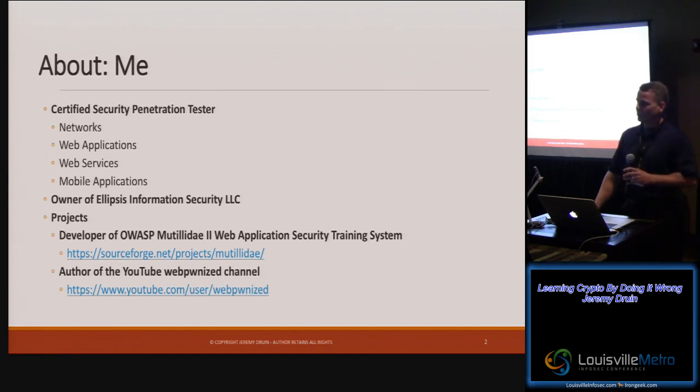I also work on a couple of projects. Matilda, an open source web application security project, and the project I'm going to talk about today, which is to help people get started in learning the classical cryptography ciphers.